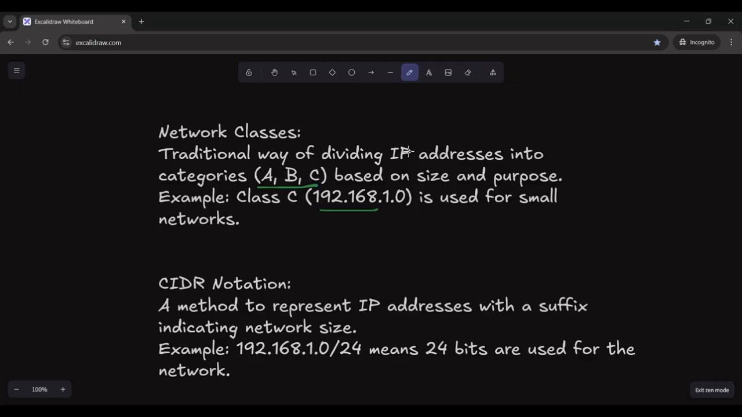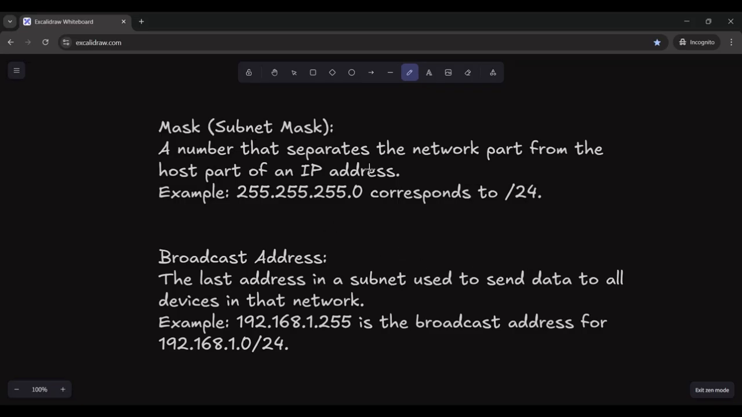A subnet mask is a number that separates the network part from the host part of an IP address. For example, 255.255.255.0 corresponds to the CIDR notation /24. Similarly, there is the broadcast address, the last address in a subnet, used to send data to all devices in that network. For example, 192.168.1.255 is the broadcast address for the network 192.168.1.0/24, which is the CIDR notation once again. We will look into these terminologies in more detail once we apply the mathematical part of this video.